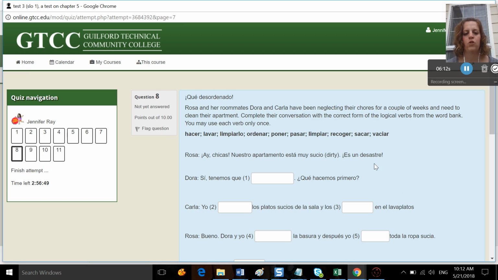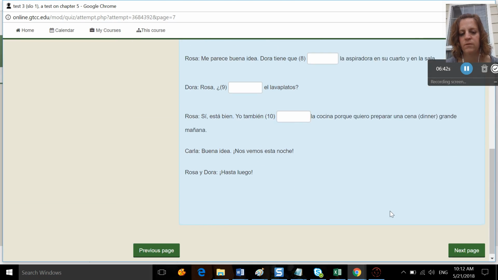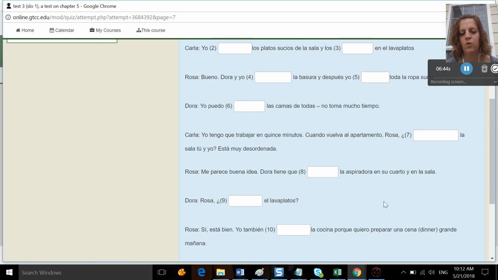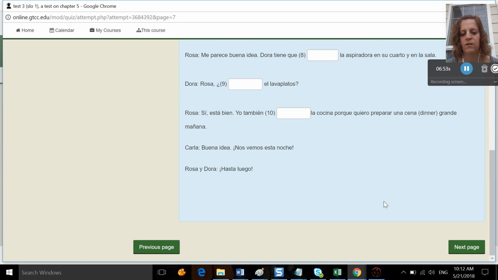Okay. Here, Rosa and her roommates, Dora and Clara, have been neglecting their chores for a couple weeks and need to clean their apartment. Complete their conversation with the correct form of the logical verbs from the word bank. So you're given the verbs. You don't need to change them. Just plug them into the sentences. Actually, take that back. Sometimes you are going to need to change them. So you pick the verb, plug them into the sentence, change them when they need to be changed. So usually, most of the time you conjugate a verb, but if it's following something like tener que, you wouldn't conjugate it. Or if it's following something like gustar, you wouldn't conjugate it.